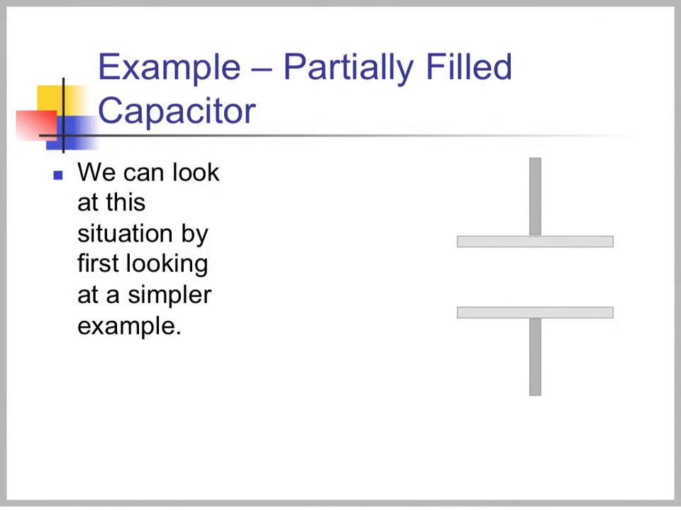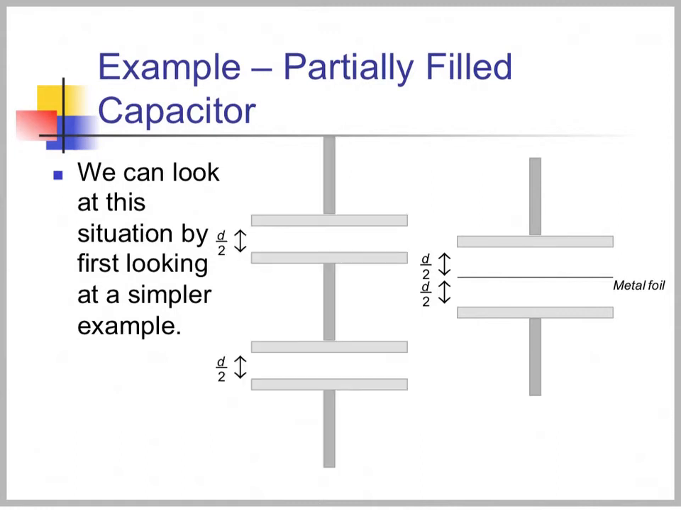Well, we can look at this situation by first looking at a simpler example. Here I have a set of parallel plate capacitors. Now let's imagine I have an extremely thin piece of metal foil in the middle. It's not going to change the capacitance. It's very small. Inside that metal foil, there's no potential difference. It would be exactly the same as if I had two parallel plate capacitors whose thickness was d over 2. There's nothing different between these two problems.